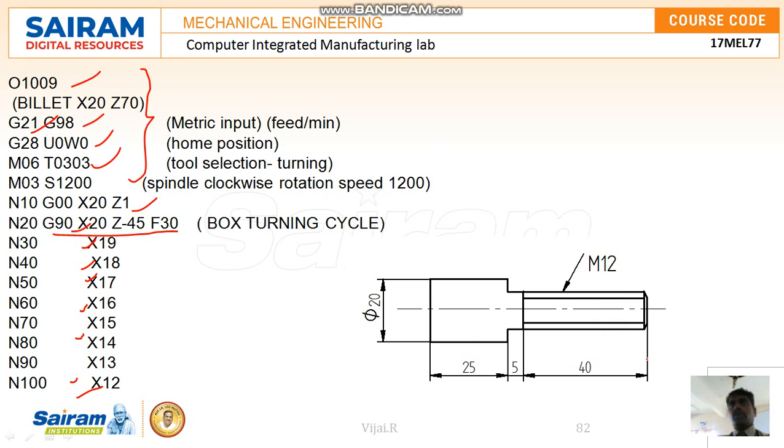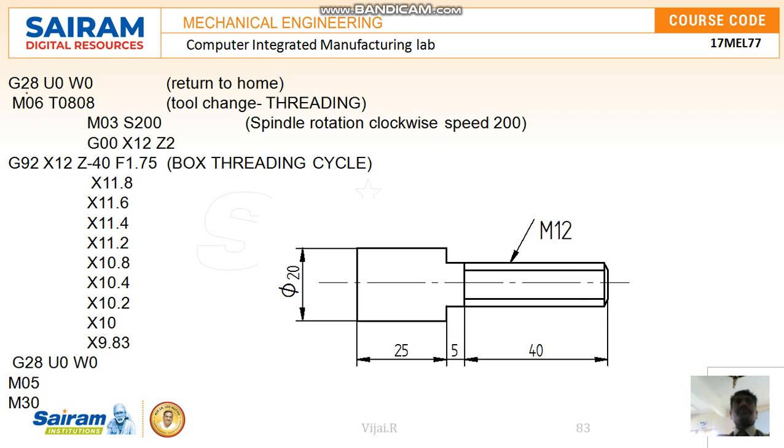Okay, this is the first thing we have to do by selecting one tool, any tool. Multiple turning cycles, any tool I am going to select. After that, I am going to home position return and select another tool which is for the threading operation. So that is the threading tool. I am selecting another tool, and by using that, again I am bringing the tool to this position.